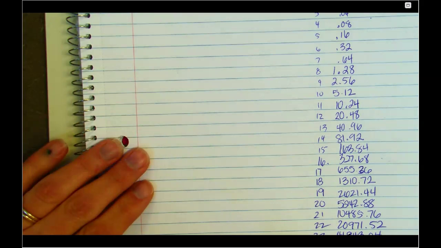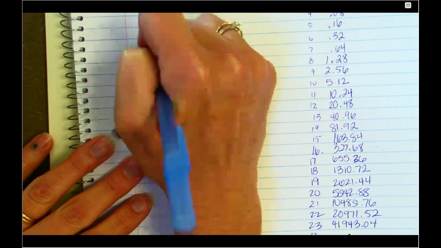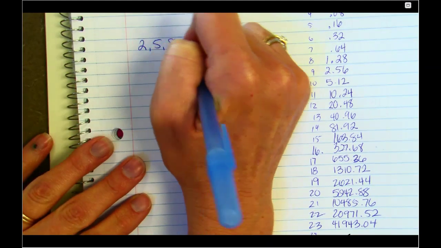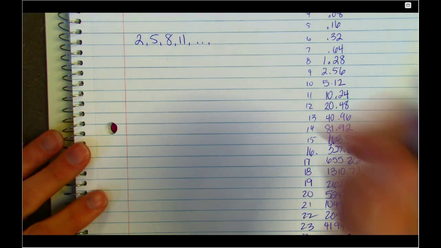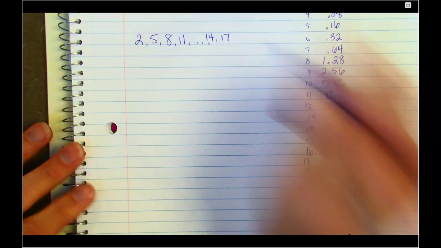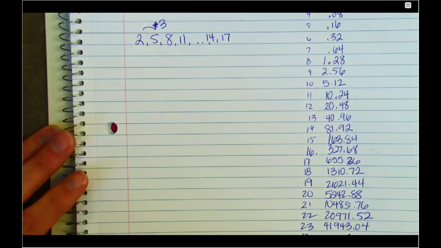I want to take us back like a mental field trip to chapter 3 and chapter 4. You should be able to finish the pattern. Give me the next two numbers. 14, 17. What's the pattern here? We're adding 3. So add 3 every time.